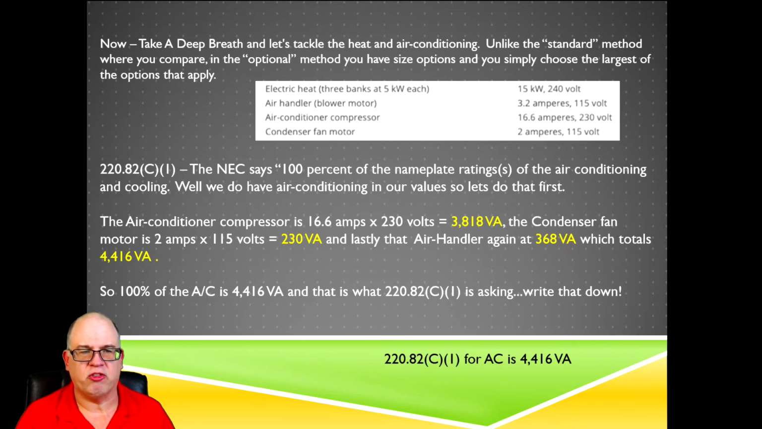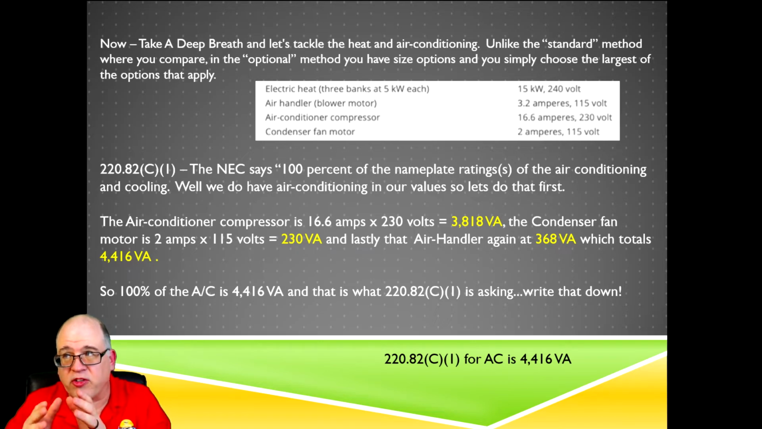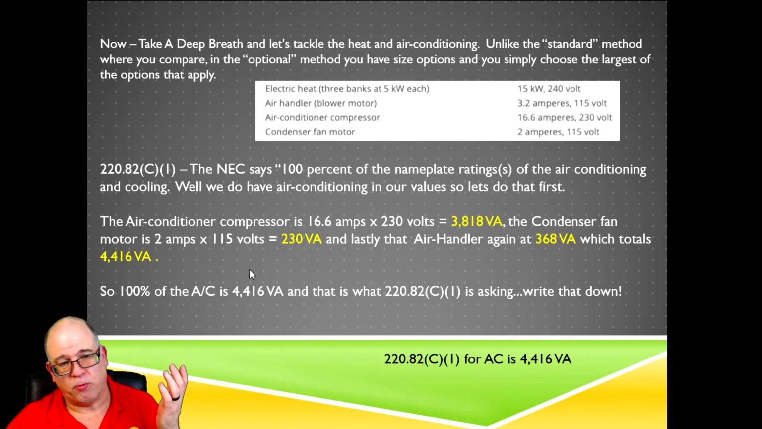All right, so let's look at each one of these. Now, the first one is 220.82C1, and that is dealing with the air conditioning. And it says 100% of the nameplate rating of the air conditioning and cooling. Okay, well, we have to do the air conditioning value first, and we already did those calculations earlier. So you saw how we came up with that. And then once we do that, then we know what the values are, and then we can start out with one of our 6 options, or one of our 6 selections that apply. That's the first one, because we do have air conditioning. It's clear on the screen we have air conditioning. So, of these, you add them together, that's 4,416. That's the total for 220.82C1. You write that down. That's the first one to consider.